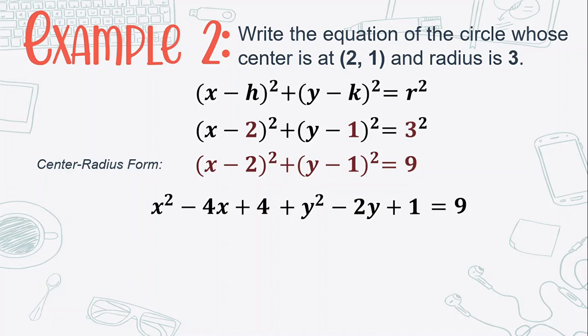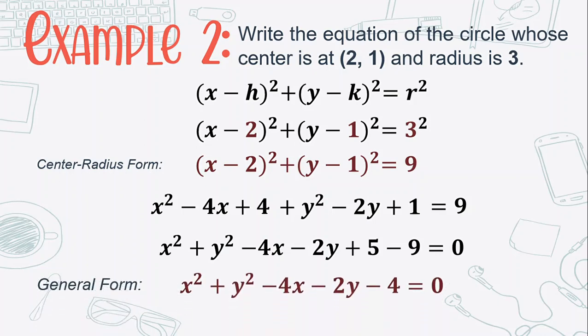Now let's just combine like terms and arrange the terms. So we have x squared plus y squared minus 4x minus 2y. 4 plus 1 is 5. Transpose 9. So we have 5 minus 9. The equation in general form is x squared plus y squared minus 4x minus 2y, 5 minus 9 is negative 4, equal to 0. The general form is x squared plus y squared minus 4x minus 2y minus 4 is equal to 0. So that is the equation of the circle whose center is at (2, 1), and the radius is 3.